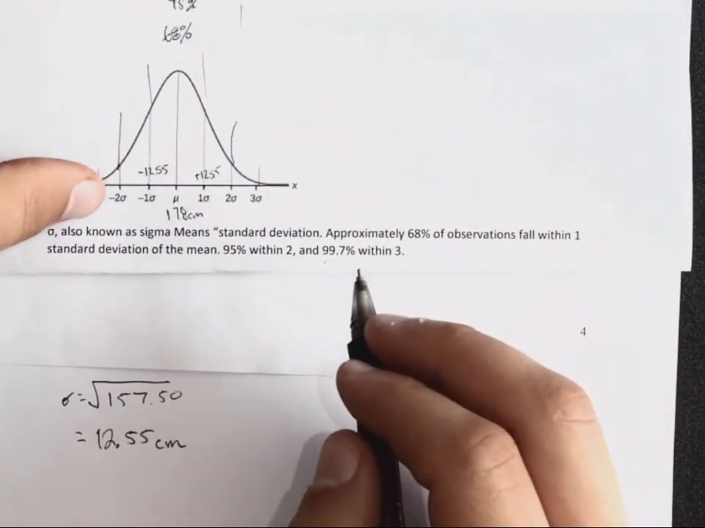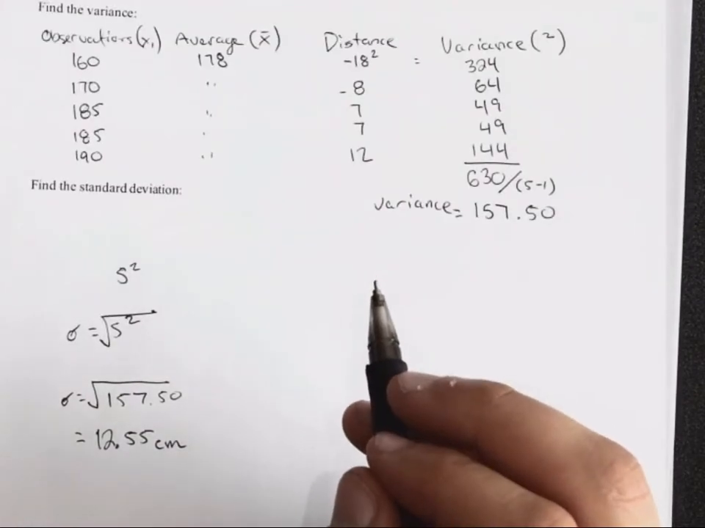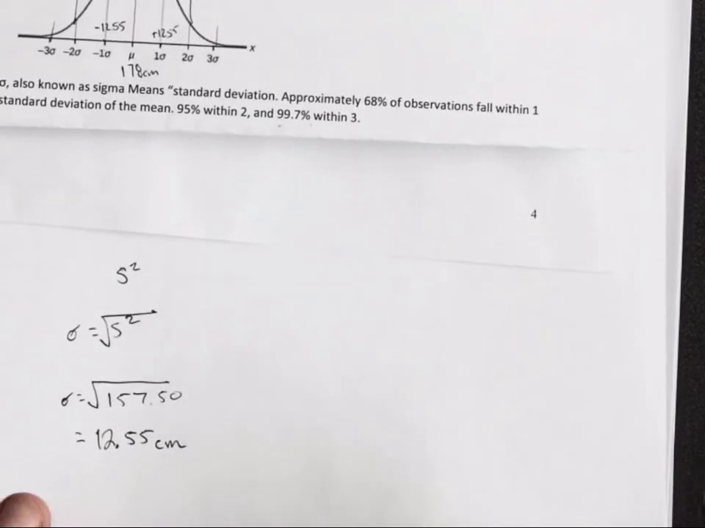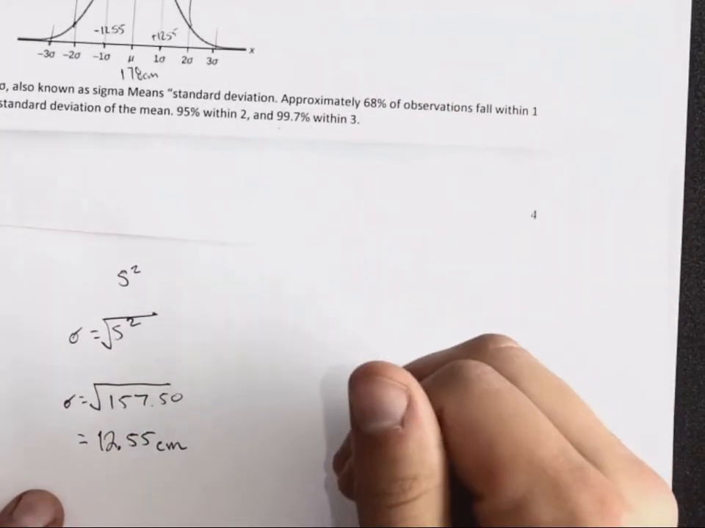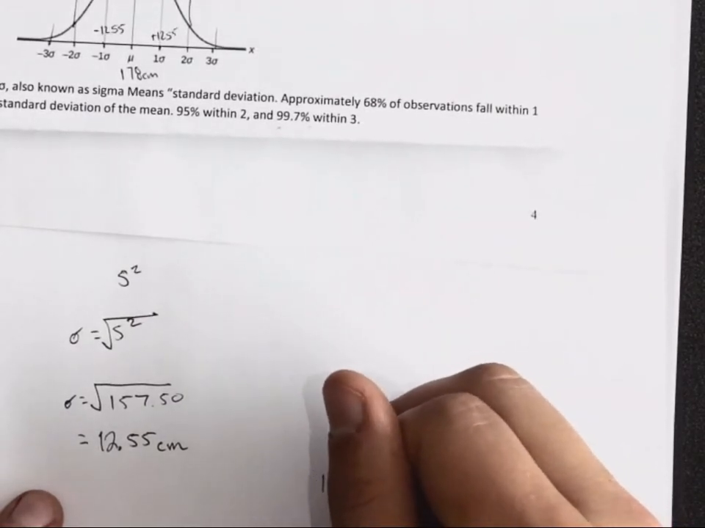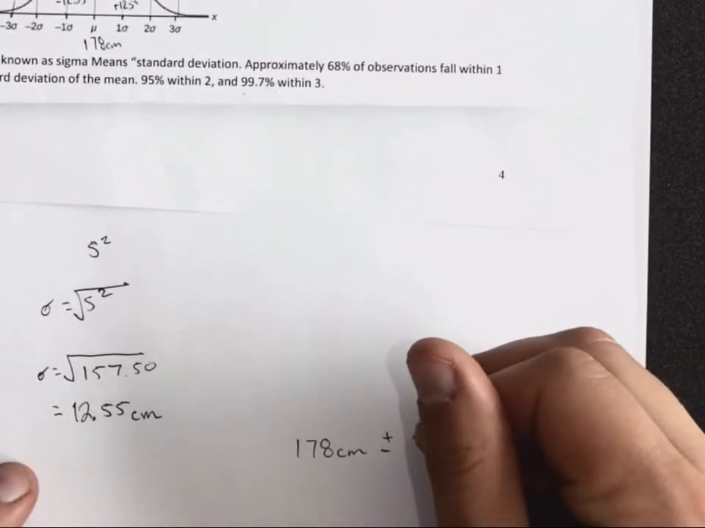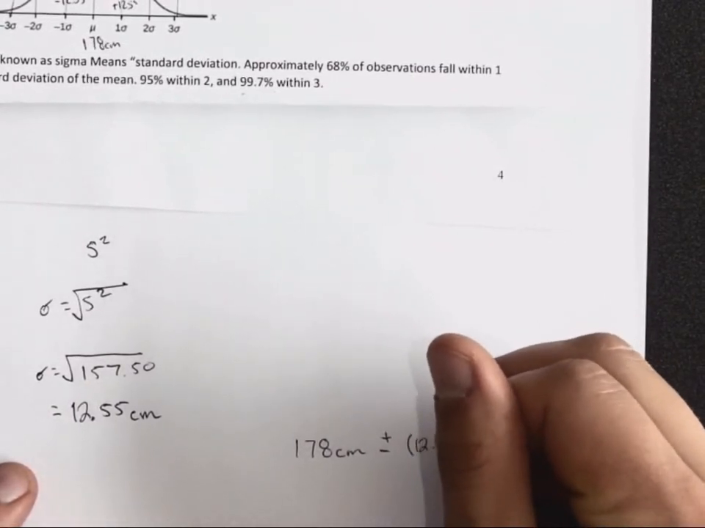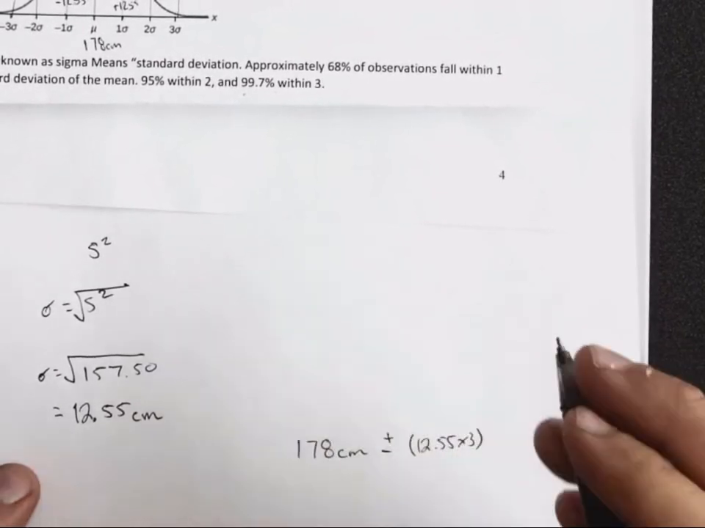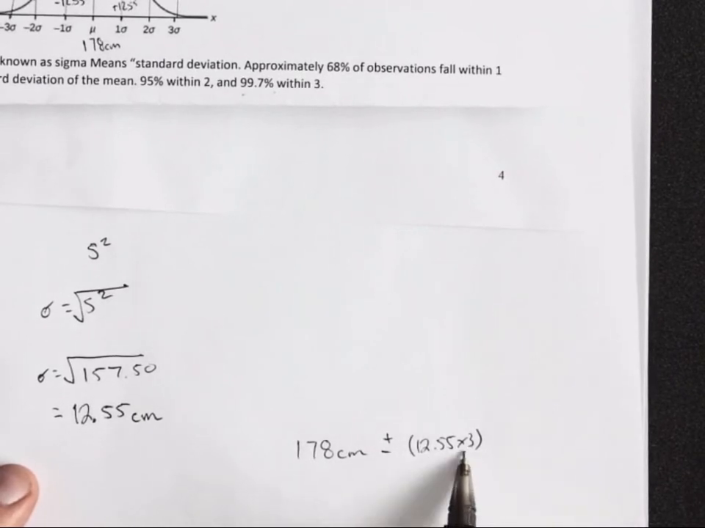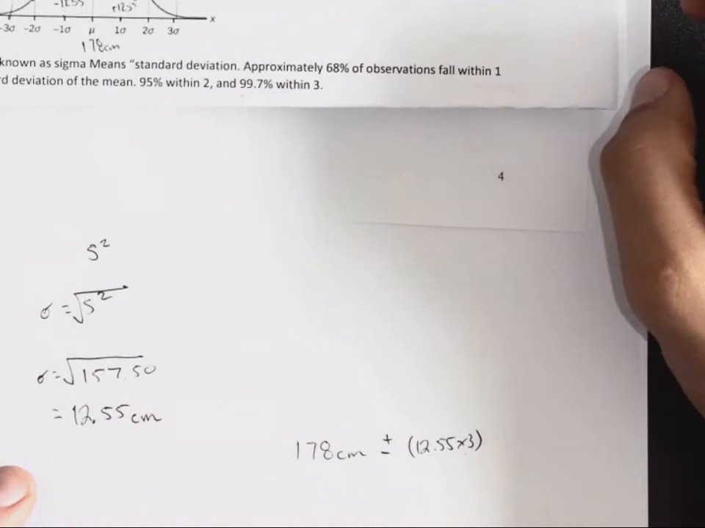So we can determine with standard deviations, when determining men's heights in Canada, that 99.7% of the population will fall between 178 plus or minus 12.55 times 3. So that's approximately 37.65 centimeters. So 178, so between about 140 to 215 centimeters, you'll see 99.7% of the population fall within it.